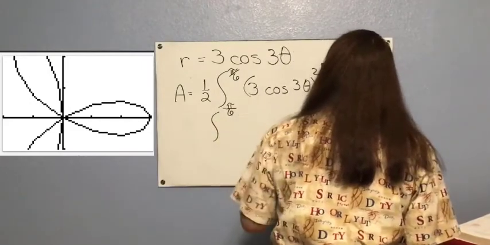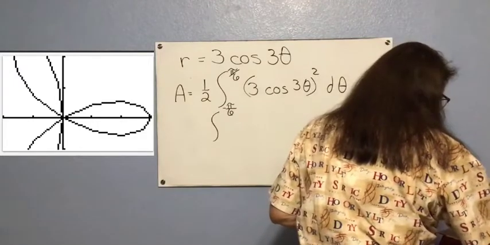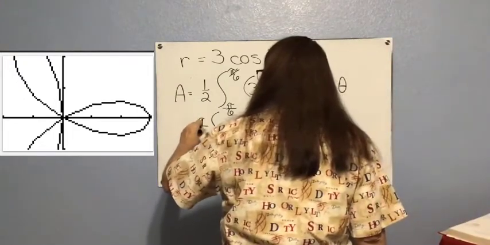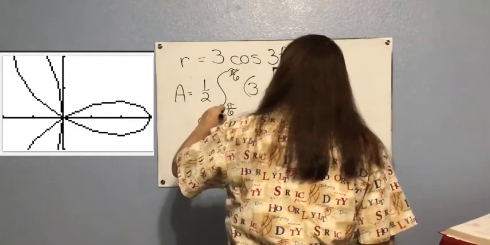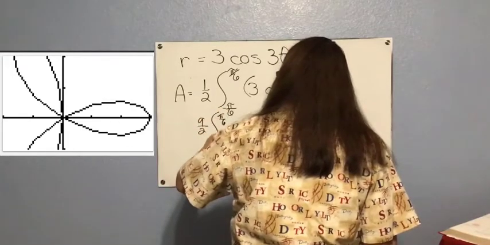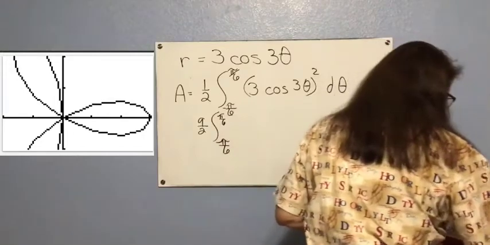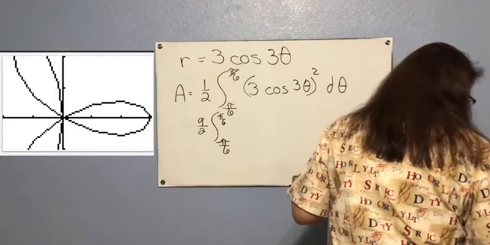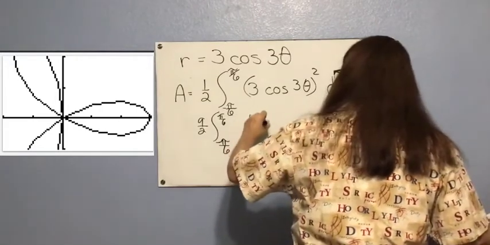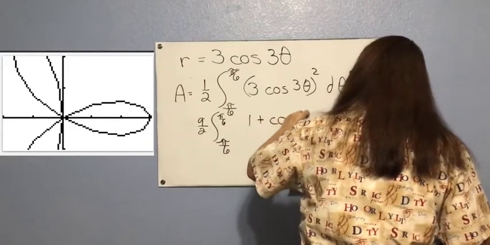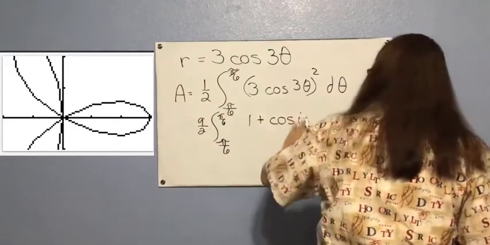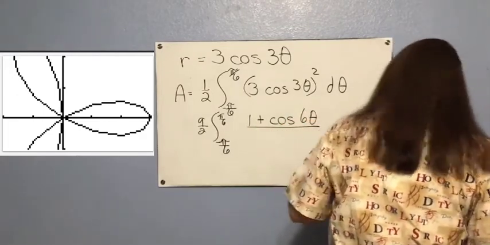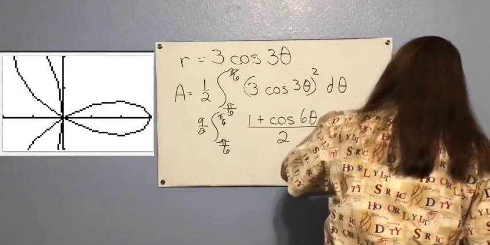Okay, and we can factor out the 3. When we have the 3 squared, we can factor out that 9, which gives us 9 over 2, and then we use a power reducing formula, 1 plus cosine 6 theta over 2 d theta.